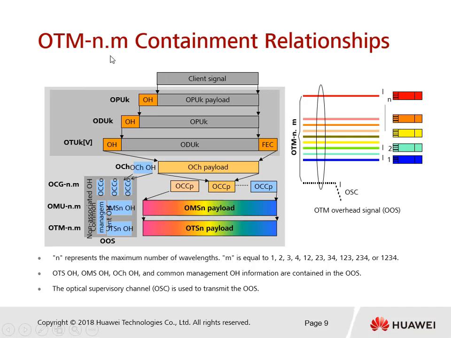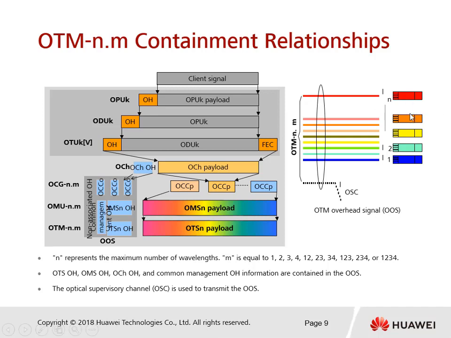Here I want to explain the meaning of this n. This n means the number of wavelengths in the system. And this m means the rate of the wavelengths. If it is 1, that means the rate is 2.5G. If it's 4, that means it is 100G.